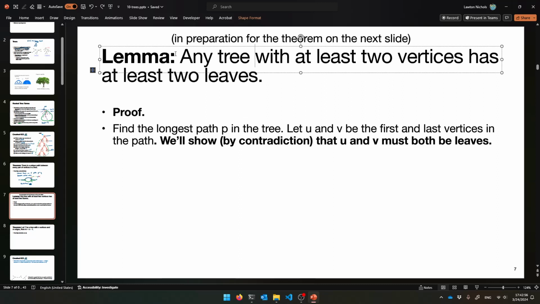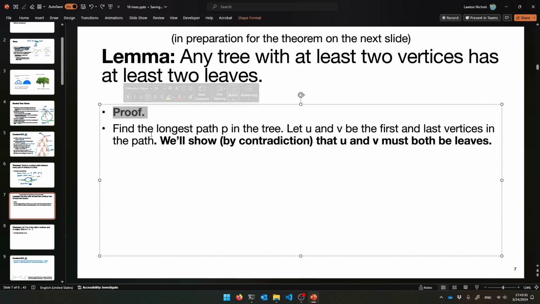But to get there, we need this lemma, this little helper theorem. Here is my lemma to prepare us for that one. Any tree with at least 2 vertices has at least 2 leaves. And we're talking about free trees right now, by the way. If this was a rooted tree, there would be only one leaf if you had just 2 vertices. But if you're a free tree, there is no root, so anything connected to just one other thing, they would both be leaves.